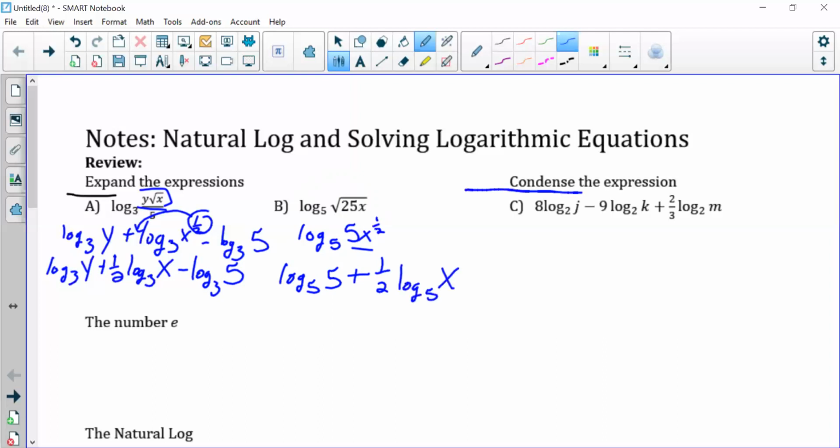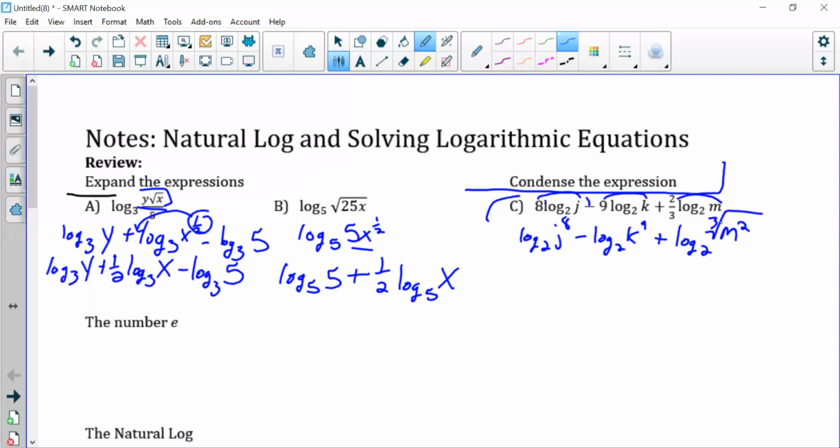Okay, condense the next one. All right, so you see this big, giant, lovely mess here. Let's put it together and see if we can make it a little neater. All right, so exponents first, bring them from out front and put them behind. So this is going to be log base 2 of j to the 8th minus the log base 2 of k to the 9th plus the log base 2 of m to the 2/3, but let's actually write this as a radical. So this is going to be m squared and then the cube root of it.